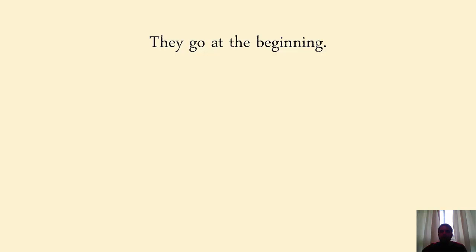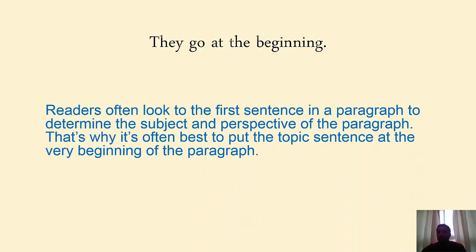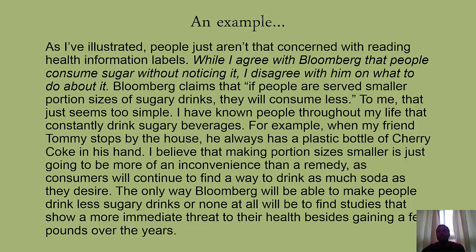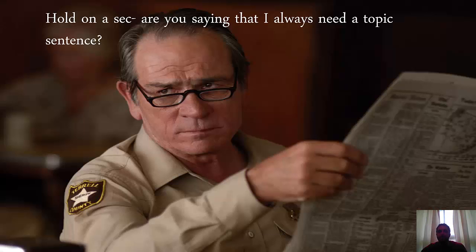So yes, they go at the beginning of paragraphs because readers often look to the first sentence in order to determine the subject. In some cases, however, it's more effective to place another sentence before the topic sentence, for example, a sentence linking the current paragraph to the previous one. Here's an example of that. In this paragraph, the topic sentence is the second sentence of the paragraph. Topic sentences can actually go anywhere in a paragraph, but until you get comfortable using them, you should probably put them somewhere near the beginning of the paragraph.